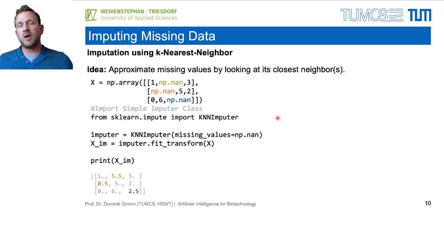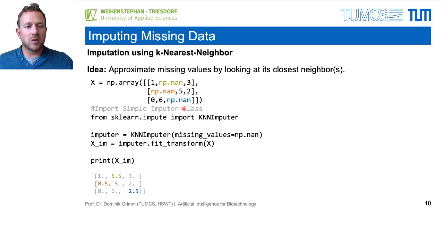There is also a more advanced imputation strategy, and that's using k-nearest neighbor. So the idea is that we approximate our missing values by looking at their closest neighbor or neighbors. That's a very interesting strategy, and it uses this classification algorithm from before in a different manner. When we can find the closest neighbors to my actual sample, then I know, okay, if this sample is very close, then this feature which is missing might also be very close to the one for which I know the feature.